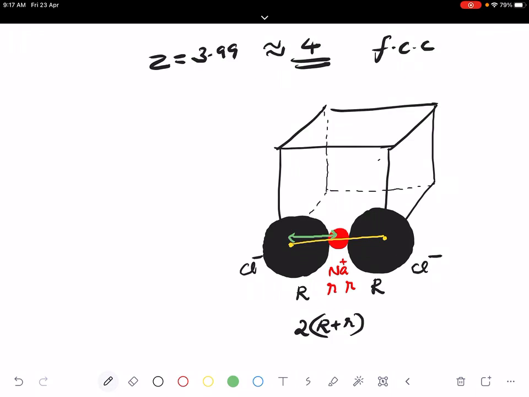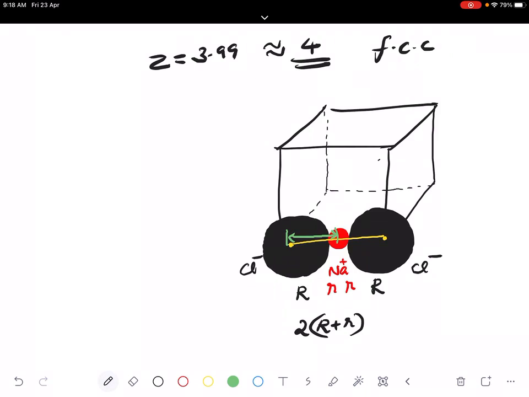Sometimes they give the edge length and ask for the interatomic distance. Or calculate the distance between Na plus and Cl minus. That means this green length. Interparticle distance or interionic distance. Sometimes, if atoms are the constituent particles, then they say interatomic distance. So here, the distance between this Na plus and Cl minus means what I have shown in this green.